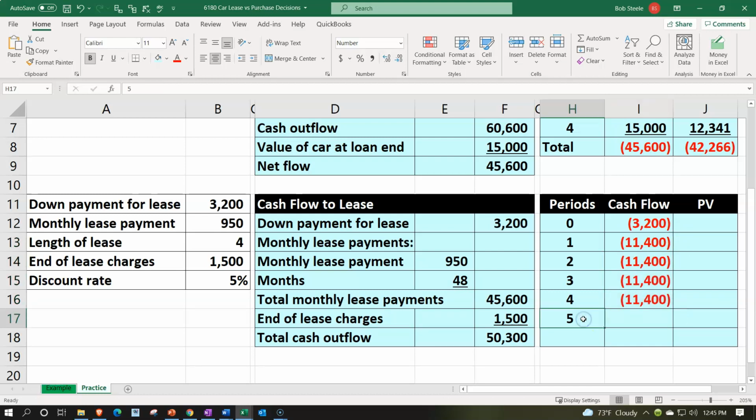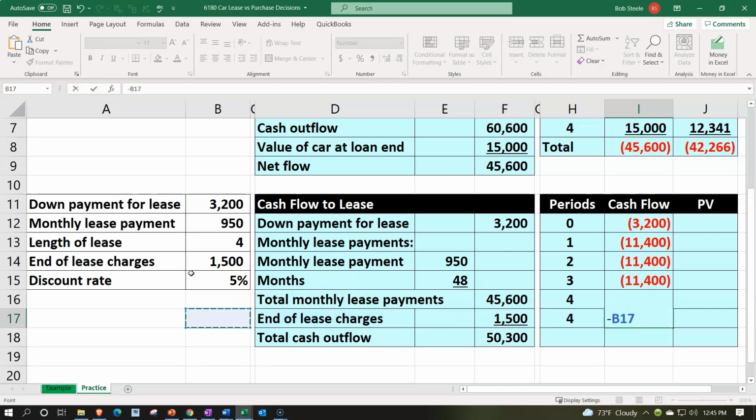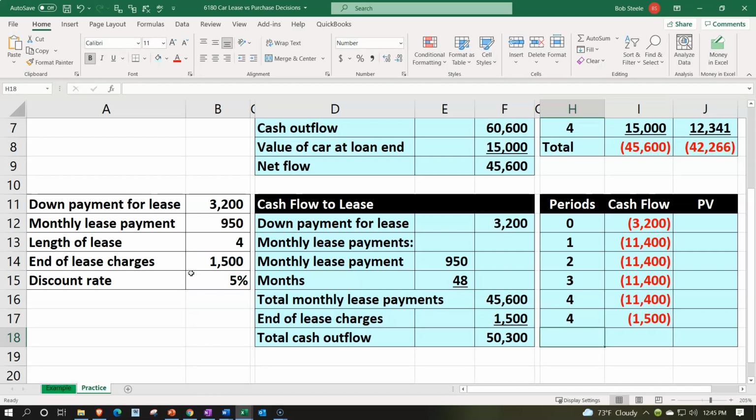And then I'm going to make this period 4 as well, because at the end, we're saying after the 4 years, we also have this lease charge of 1,500. That's an outflow. And then the car is out of our hands. We don't get the value of the car after that point as we would if we owned the car. And so we don't have this positive flow at the end. We just got the termination of the lease at that point.